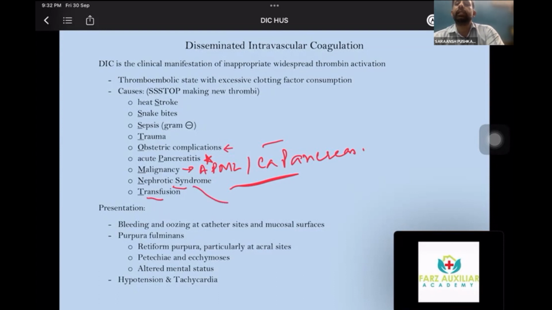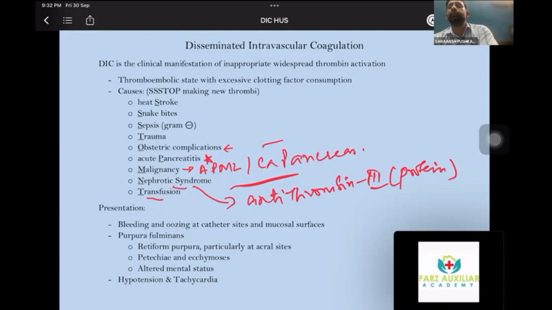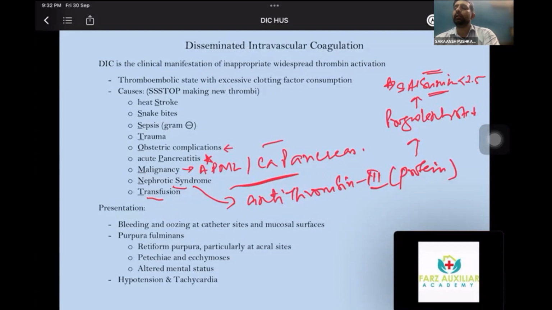So in nephrotic syndrome, basically what happens is that a person tends to lose antithrombin 3. Now this antithrombin 3 is a protein which is lost in the urine as proteinuria, and because of the absence of antithrombin 3, there is a procoagulant state. That procoagulant state is known to be heavier if the serum albumin level is less than 2.5. That means there is a correlation between low albumin levels and the procoagulant state of nephrotic syndrome.